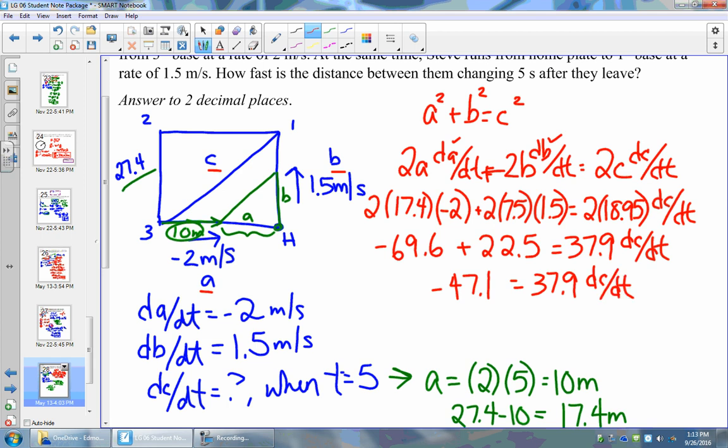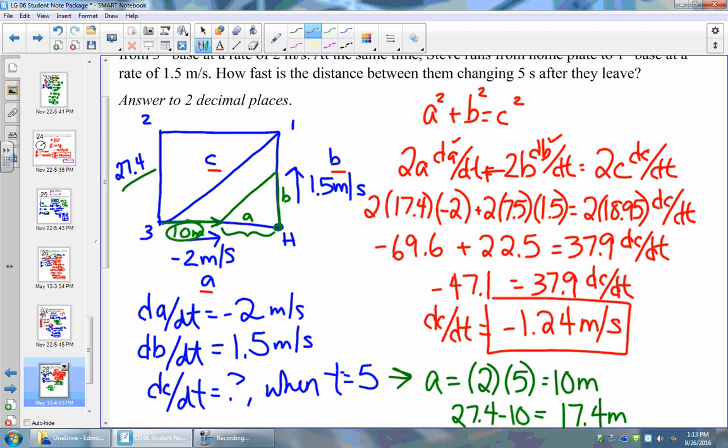Obviously, we're now dividing by 37.9, so dC over dt is going to be equal to negative 1.24 meters per second. And a negative makes sense because the distance between them, okay, one is obviously running faster than the other, so that distance between them is going to be decreasing in that amount of time. Okay, so negative 1.24 meters per second is going to be your answer.